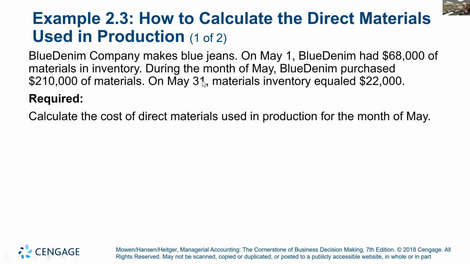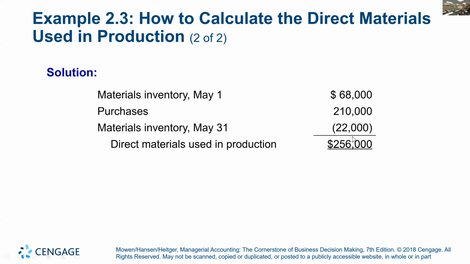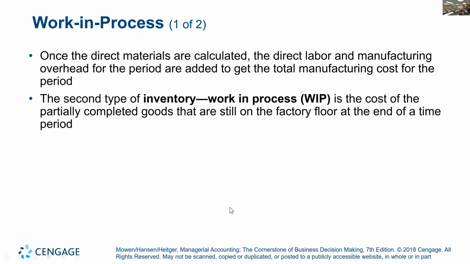Okay, so here's practice. We made blue jeans. We had 68,000 of materials in inventory. During the month, we purchased 210,000 of materials. On May 31st, materials inventory equaled 22,000. What was the direct materials used in production? They had 68 plus 210 that they purchased, so they had 278 available. They only had 22,000 left, so we subtract that out. We find they used $256,000 worth in production.